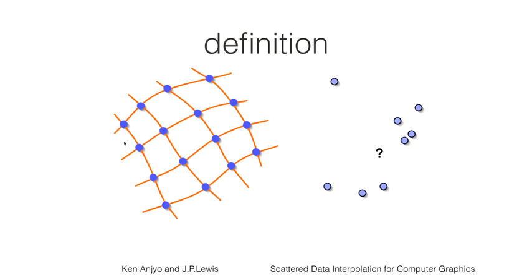In scattered interpolation, on the contrary, your data points just have no structure to them, and you want to then be able to visit an arbitrary point and ask what is the value of our interpolated function at that point.